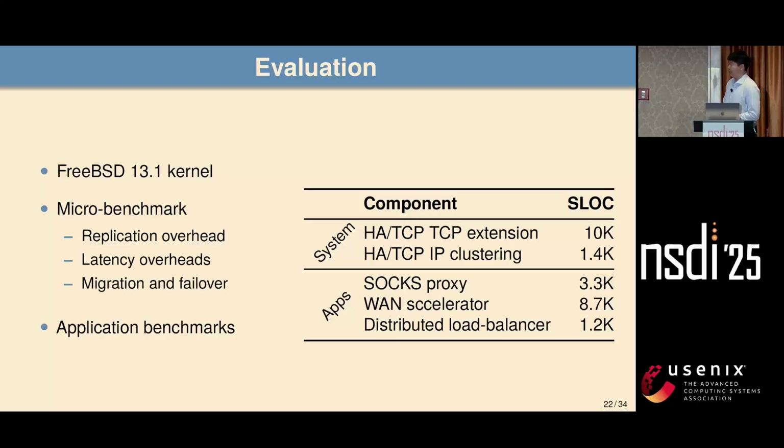HATCP is built on top of the FreeBSD 13.1 kernel, as well as the F-Stack. And this chart shows the breakdown of source lines of code in each part of the system. To evaluate HATCP, we use three macro benchmarks and several application benchmarks. And for the rest of this talk, I'm going to go through all the macro benchmarks.